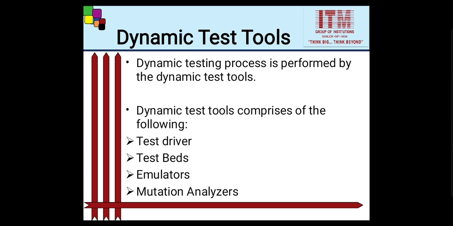And next is the emulators. It provides the response facilities which are used to imitate part of the system not yet developed. And next is the mutation analyzer. Actually, the mutation analyzer is used for testing fault tolerance of the system by knowingly providing errors in the code of the software. Fault tolerance means being aware of the code and which type of error occurs, so it can be easily analyzed and resolved.